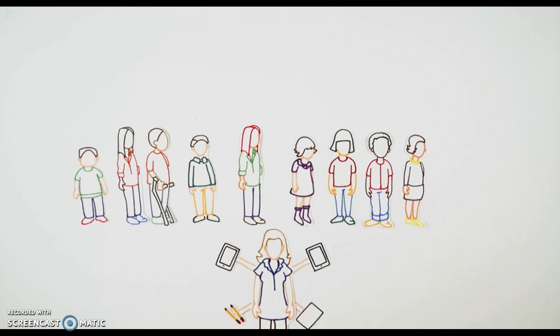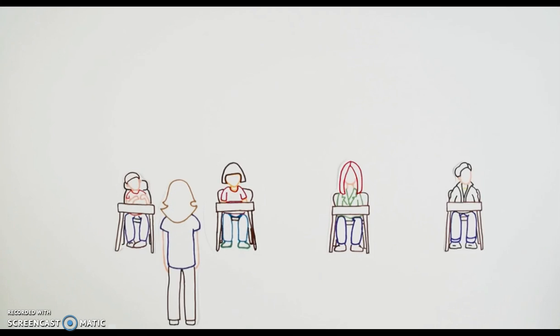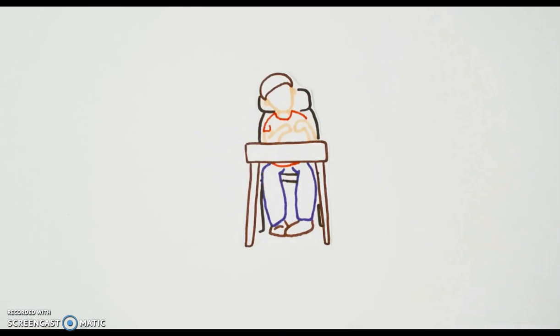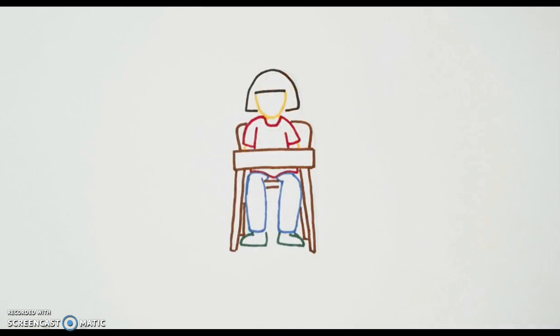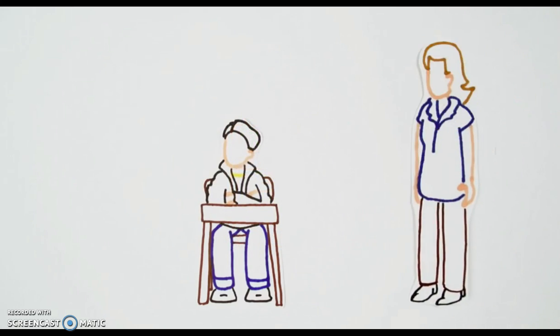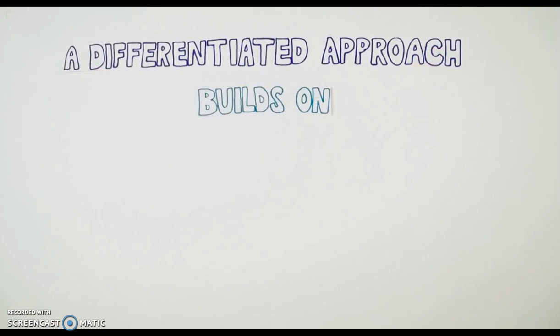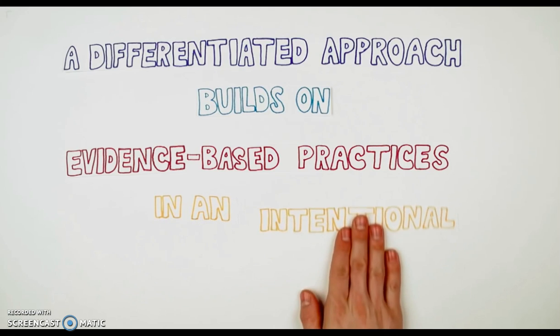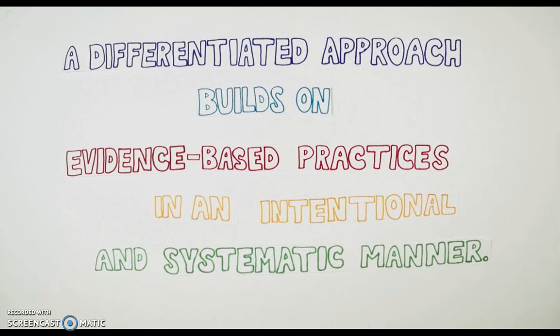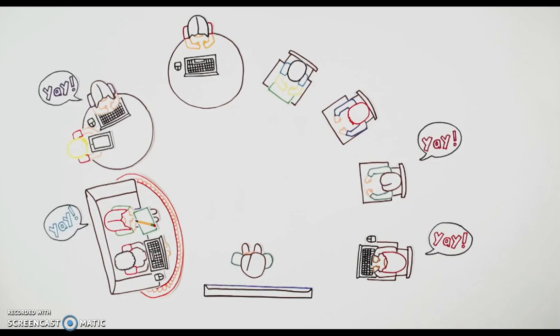Differentiated instruction can enhance a teacher's ability to reach all learners. Research shows that differentiated instruction can particularly benefit students with disabilities, English language learners, students who are gifted, students considered at risk for not completing school. A differentiated approach builds on evidence-based practices in an intentional and systematic manner, and differentiated instruction allows teachers to provide the best learning experience for all students in their classroom.